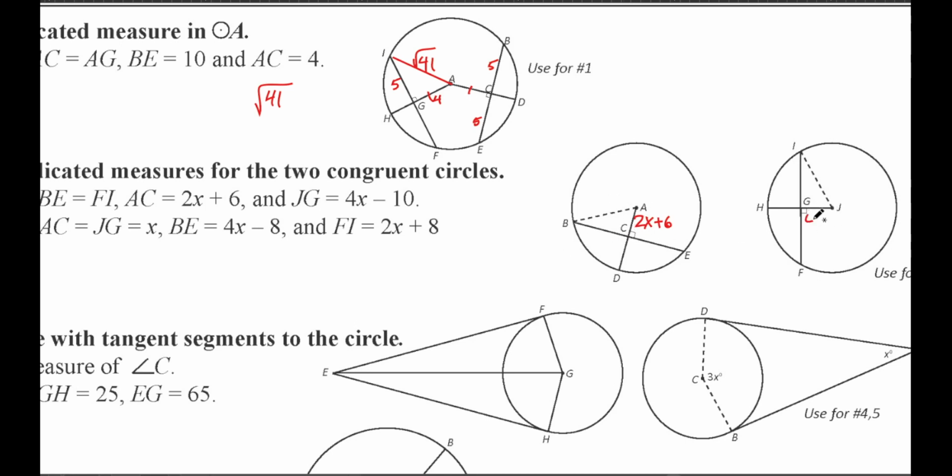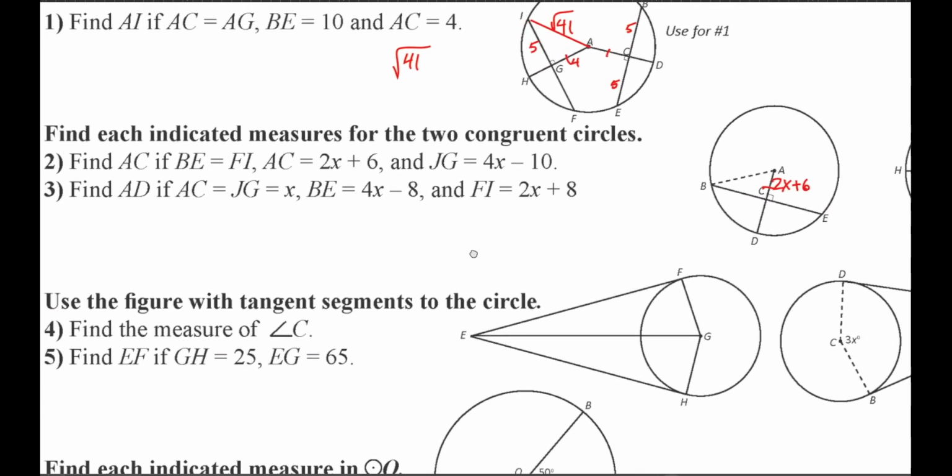4x minus 10. What do I know about these two things? AC and JG. They are equal to each other, okay? If they're congruent circles and all that kind of stuff. And if BE equals FI, do you see that? BE, that chord, equals this chord right there. Then this little part right here and this little part right here are exactly the same. So you just set them equal, solve for x, plug it in, and you're good to go.